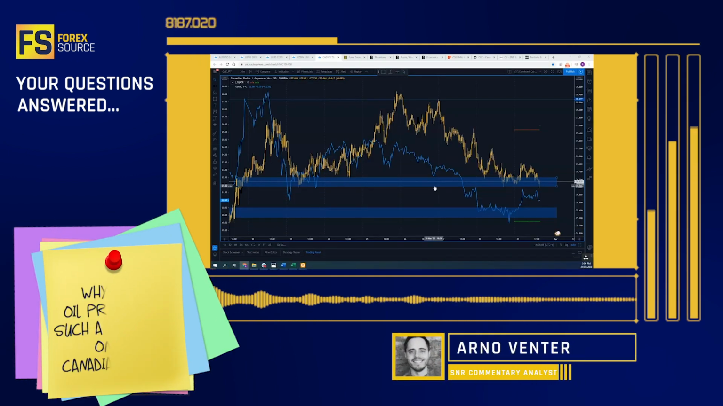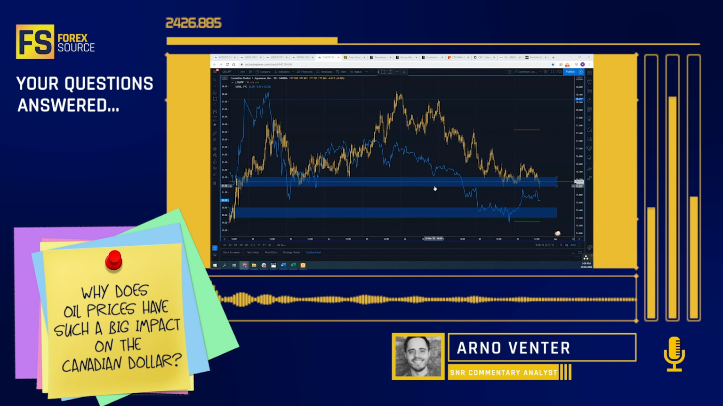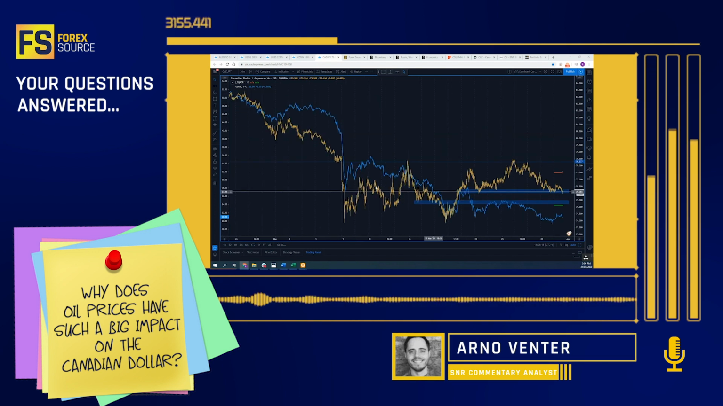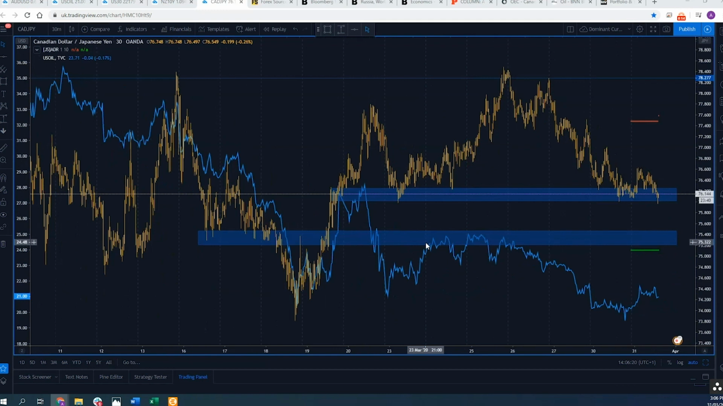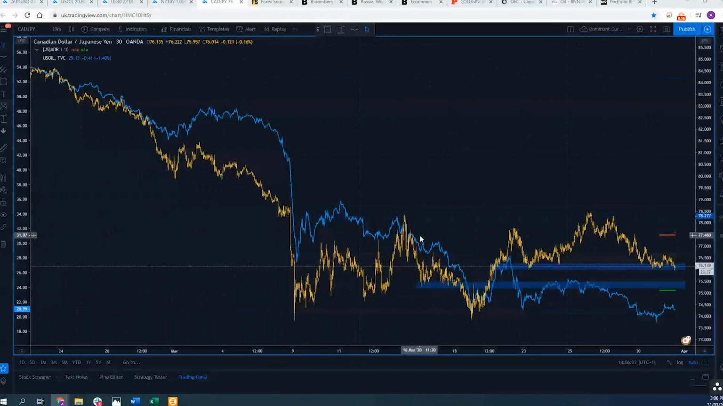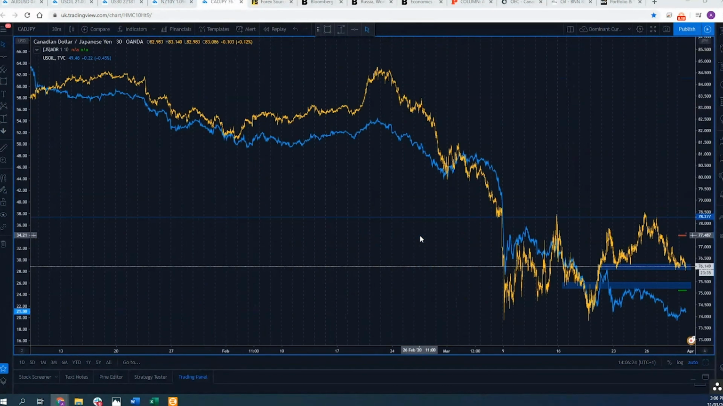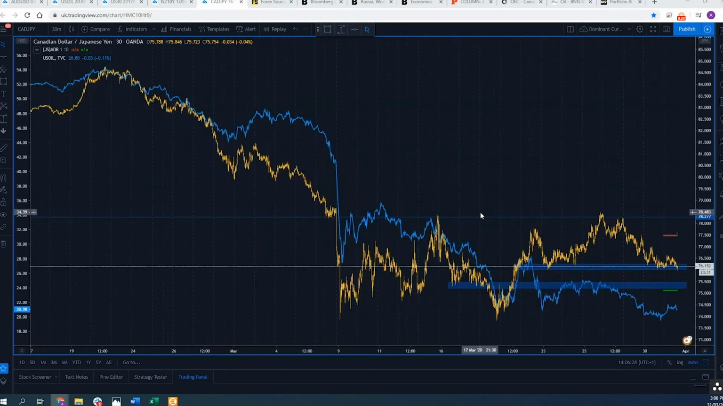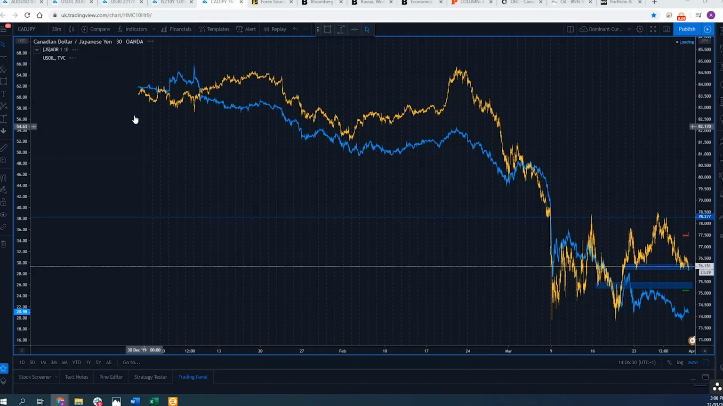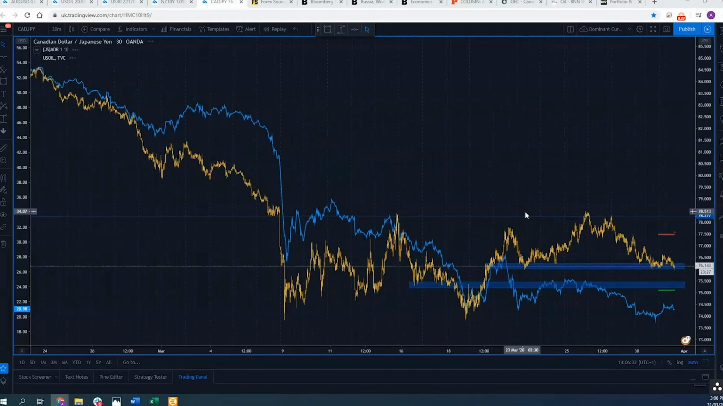Now, in the questions section, we've had quite a couple of questions about oil prices and the reason why it's had such a big impact on the Canadian dollar, especially that most recent drop we saw a couple of weeks back. The main reason is the strong correlation seen in WTI versus CAD. This is just an example of WTI in the blue compared to the CAD/JPY chart. We can see that very strong correlation between the two.